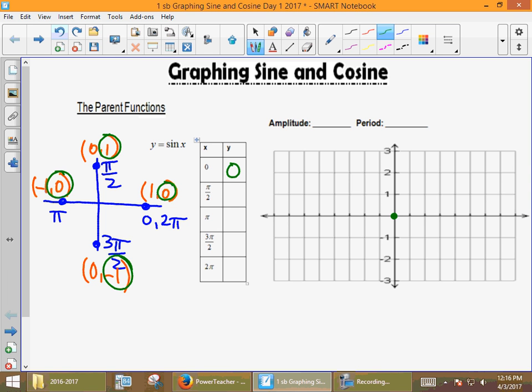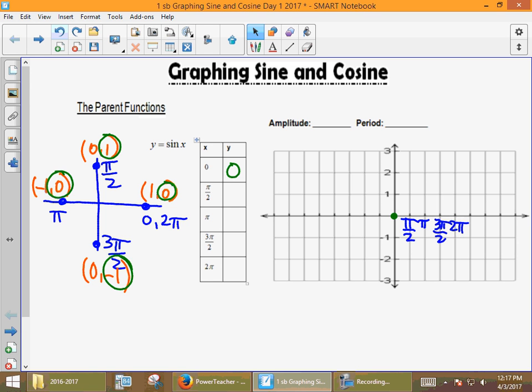The labels on your x-axis are actually going to be your angles. So 0, pi over 2, pi, 3 pi over 2, and 2 pi. I could have spaced those out. So the x-axis is actually going to be labeled with your radian angle measures. Just bear with me for a second.